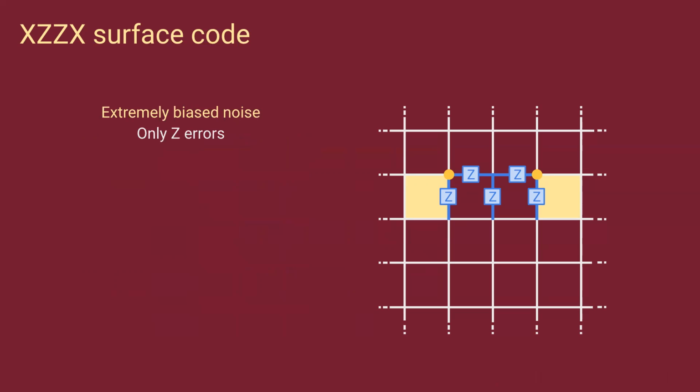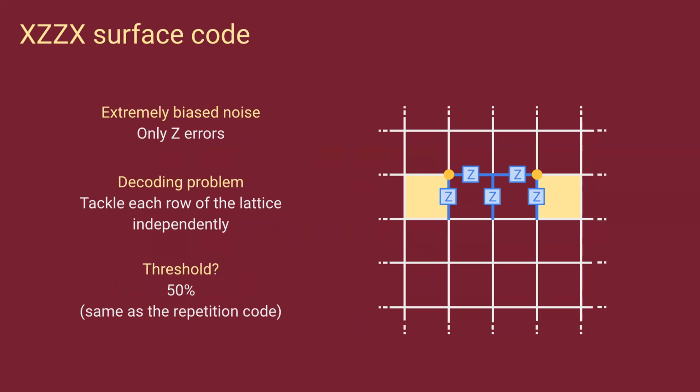So if you have extreme bias noise and only Z errors, the decoding problem becomes very simple, because we can just tackle each row of the lattice independently, by doing a 1D matching problem. And the threshold is 50% because it's the same as just decoding a bunch of repetition codes. So that's the main intuition behind the Y, Z, and X.